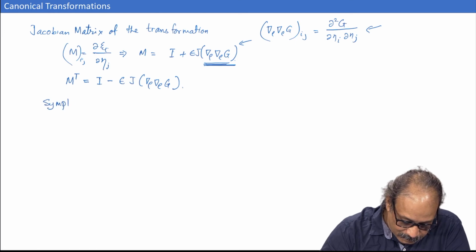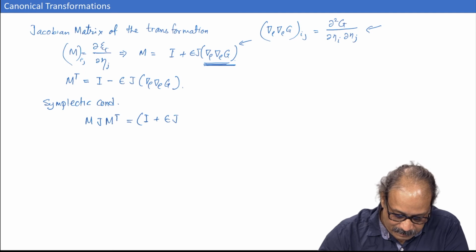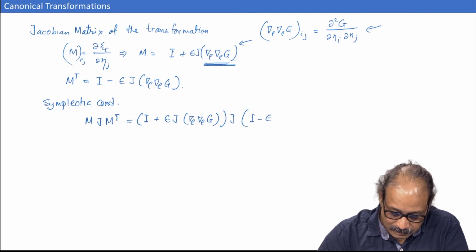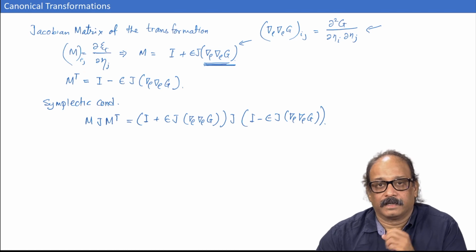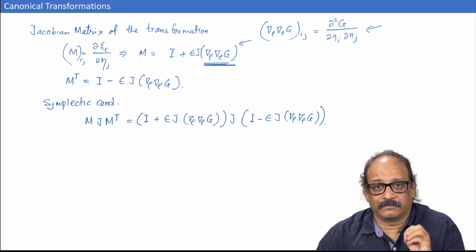And now, let us put this to the test. So, the symplectic condition says check for M J M transpose. But this is nothing but identity plus epsilon times J times the second derivative of G, then the J matrix, and then there is an identity minus epsilon J times the second derivative of G. Expand this, throw away epsilon square terms because they are second order terms, we are only looking at infinitesimals.